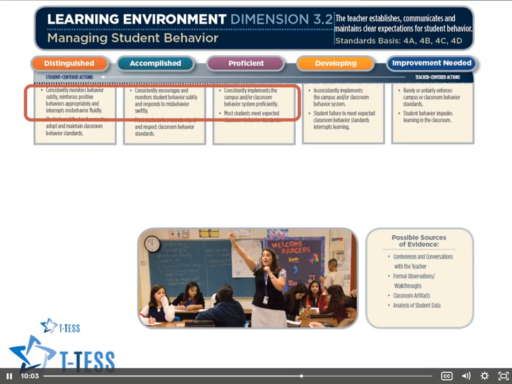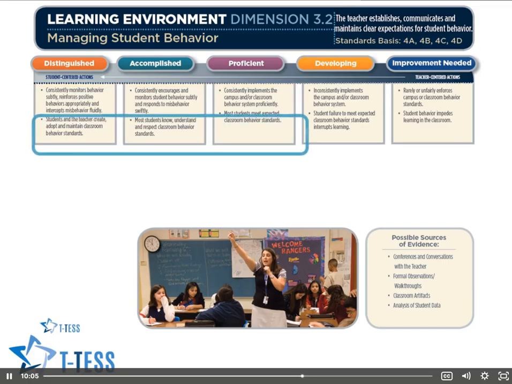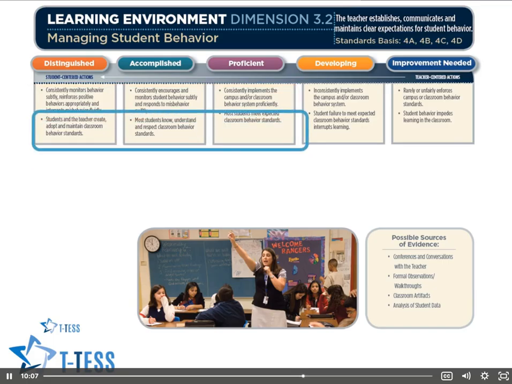participation and behavior. The second set of descriptors remind us that effective teachers include students in creating, adopting, modeling, reinforcing, and maintaining classroom behavior standards. All students are held accountable for consistent implementation of these standards, with both teacher and student feedback used to keep all students focused on the expectations.